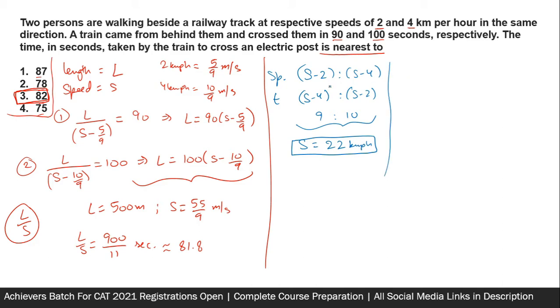I take one of these situations. Let us take the speed S minus 2 and the speed S. So the speed ratio is actually 20 is to 22, 10 is to 11. So the time ratio would be 11 is to 10.